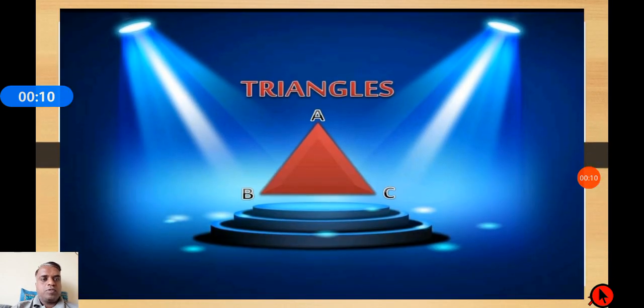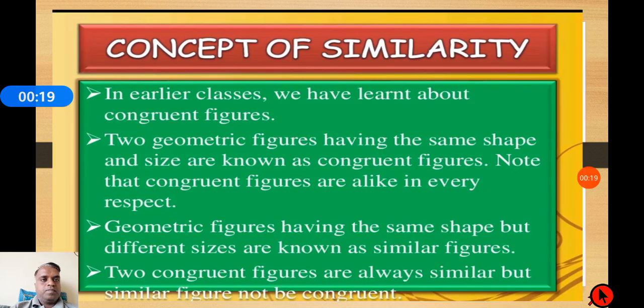Today we are going to start with triangles. So, what is a triangle? Three sides joined together is called a triangle. In this 10th class, we start with the concept of similarity.